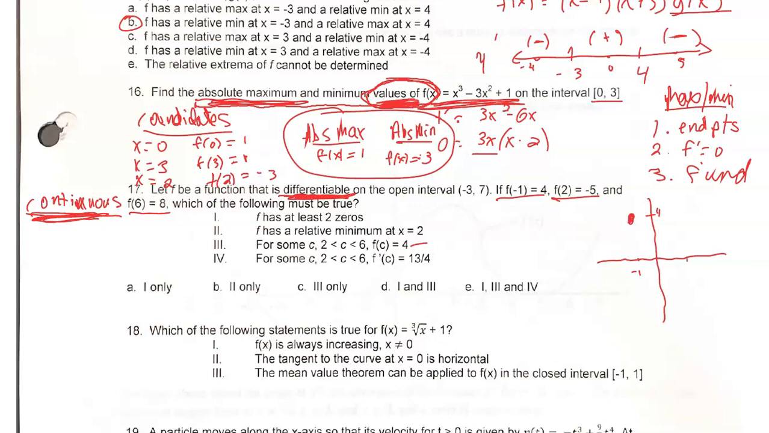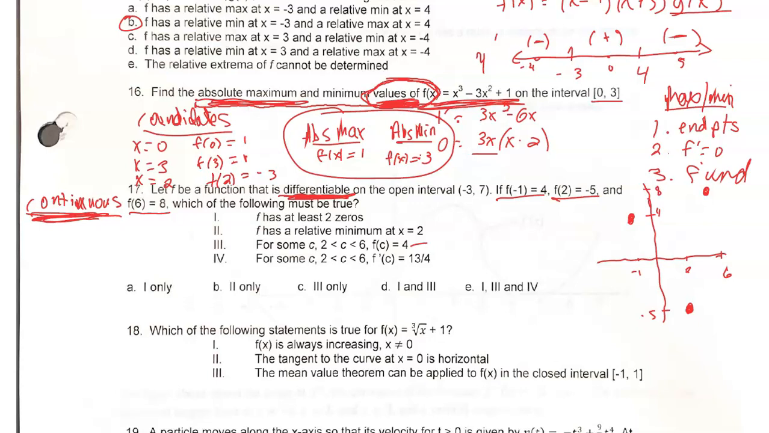2, negative 5, so 2 would be over here somewhere, and then negative 5 is down here. That's on our graph. And then 6, 8. So here is 6, and then 8 would definitely be above the 4. So we'll say that's 8. All right.